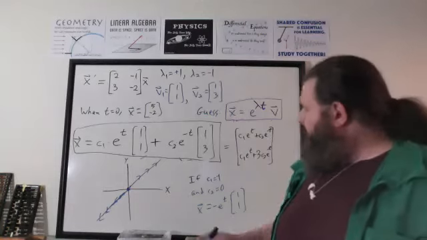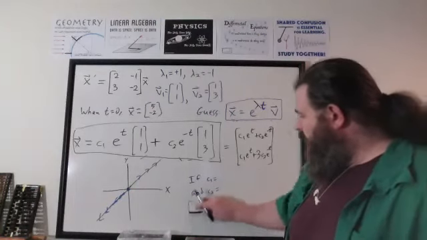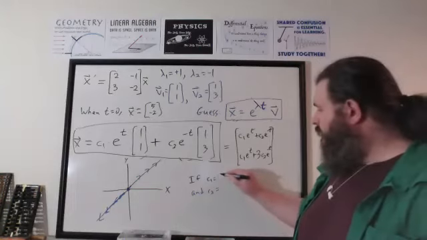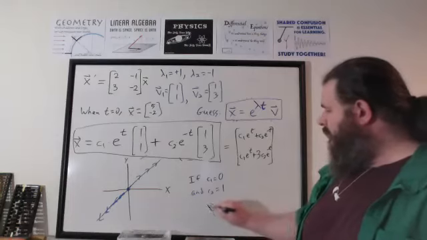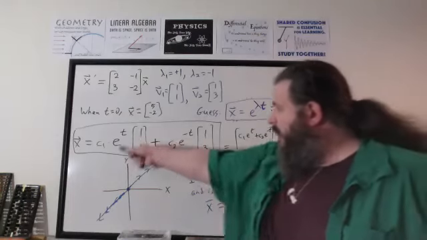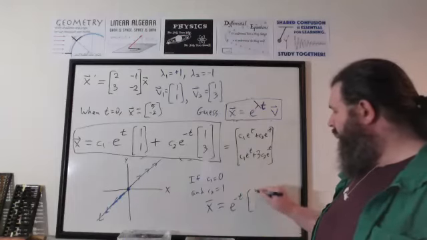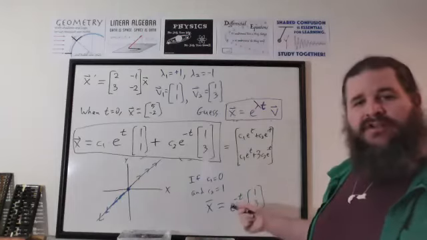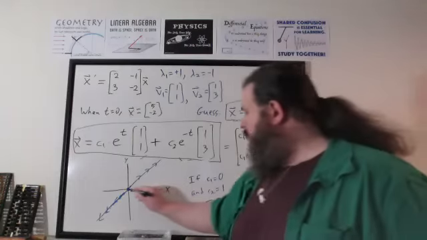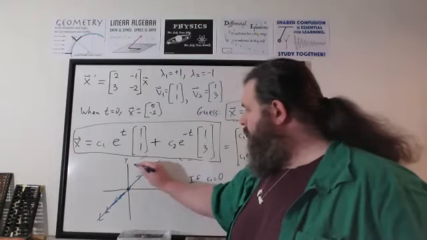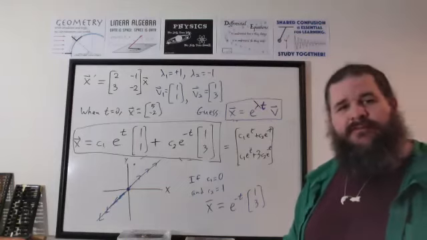But what about in the other direction? Let's say instead of making C1 1 or -1 and C2 0, let's go the other way around. Let's make C1 0, so this term is gone, and C2 is 1. Now we'd have x equals nothing plus 1 e to the -t times 1, 3. Our initial condition is going to be when t is 0, so that's 1 times 1, 3. So 1, 3. But what happens to this as t gets larger and larger?